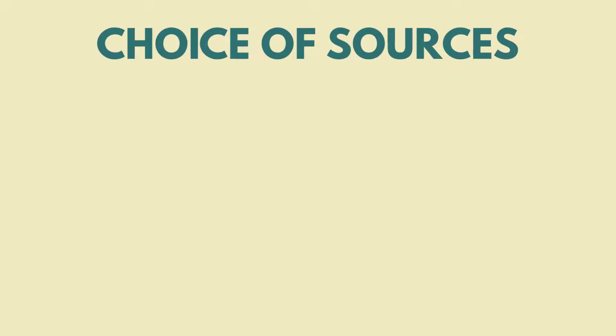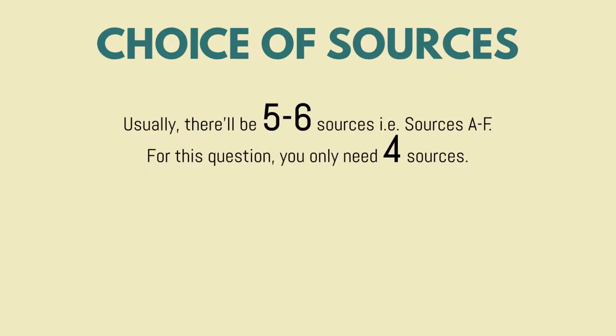Next, we have a choice of sources. Usually there are 5 to 6 sources, for example sources A to F, about 6 sources. For this question, based on my recommendation, I would perhaps recommend only 4 sources, because if you agree and disagree, you would probably get 8 marks. That would be sufficient to get an A.